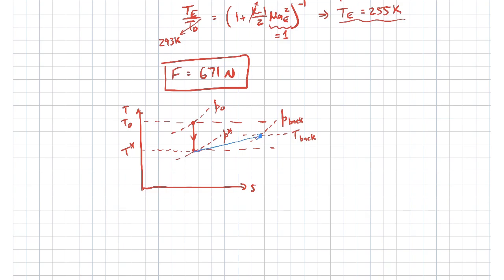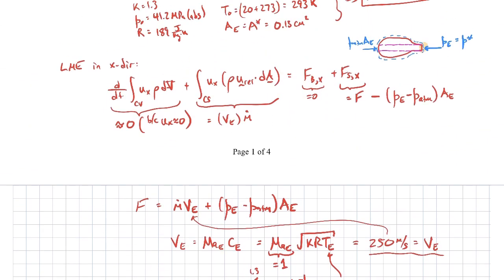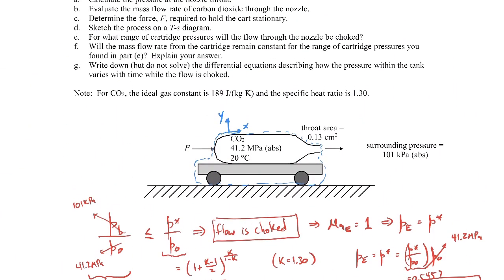And normally in this course, all we would care about is this part. But just for the sake of being complete, I thought I'd show this part in there. Okay, so that's the TS diagram. Let's see what else we have left to do in this problem. There's a lot to it.